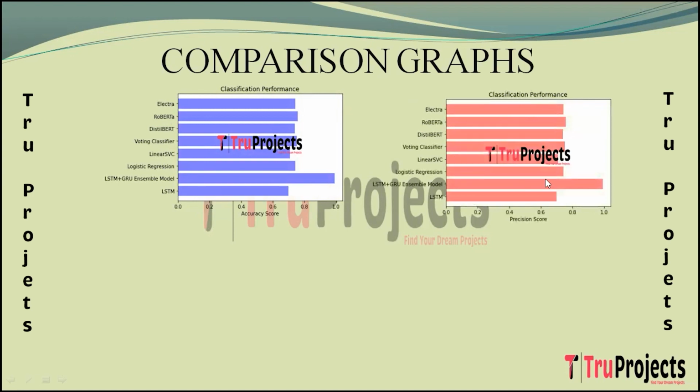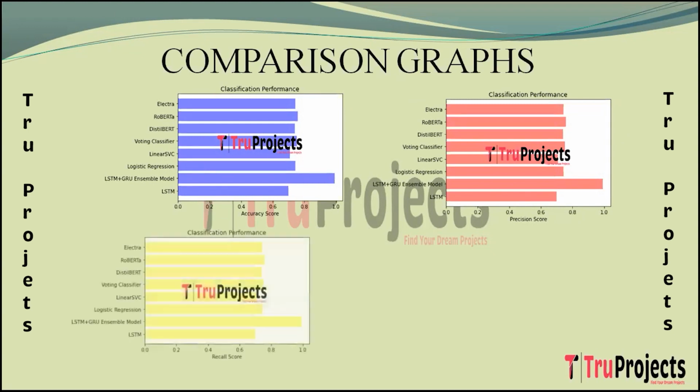This is precision scores comparison graph. In this graph on the x-axis I have precision scores and on the y-axis I have algorithm names. So precision measures the accuracy of positive predictions, indicating how many predicted positives were actually correct.